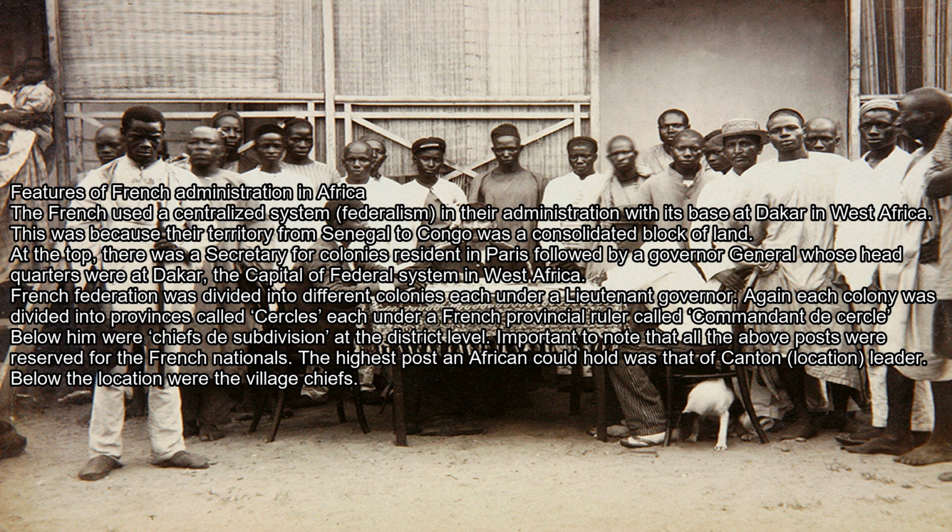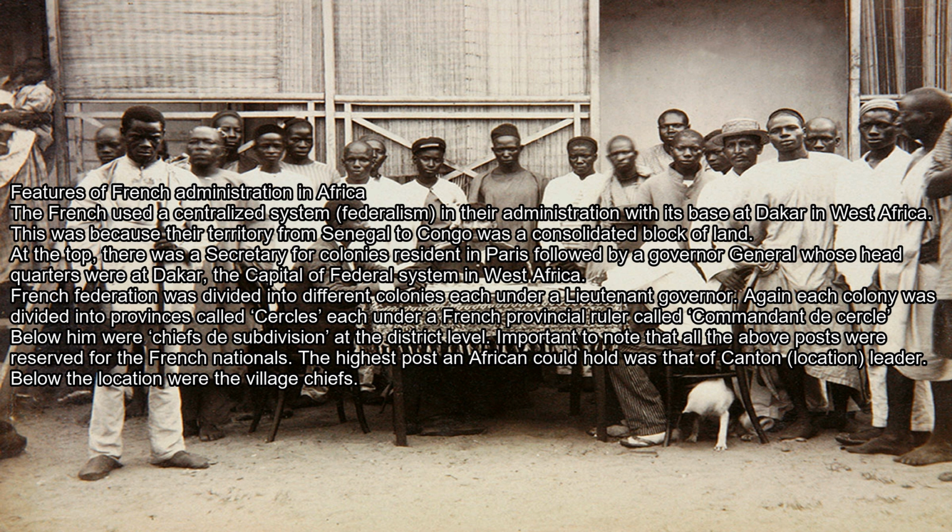The French used a centralized system, federalism, in their administration, with its base at Dakar in West Africa. This was because their territory from Senegal to Congo was a consolidated block of land. At the top, there was a Secretary for Colonies resident in Paris, followed by a Governor-General whose headquarters were at Dakar, the capital of the federal system in West Africa.